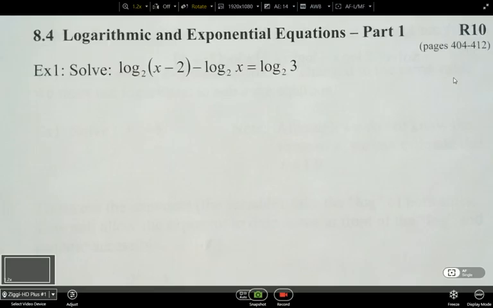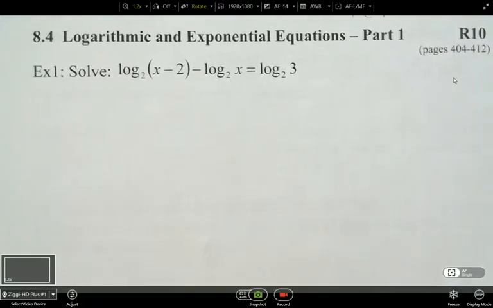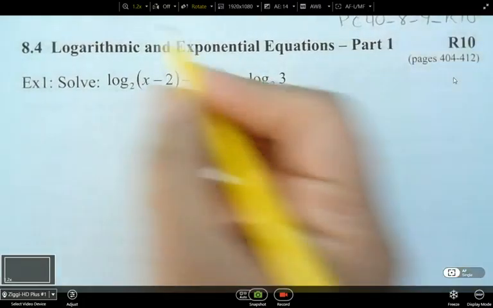So notice how everything is in base 2. Our logs are all in base 2. And then we've got 3 different arguments. So let's try to combine them and see what we can do. So let's call this case 1.